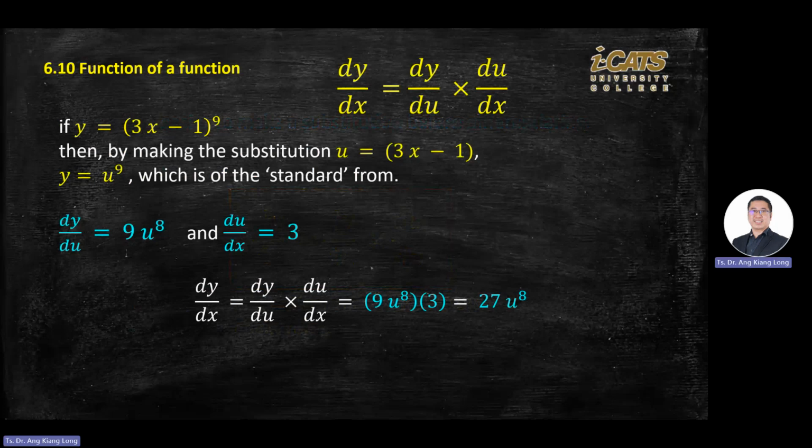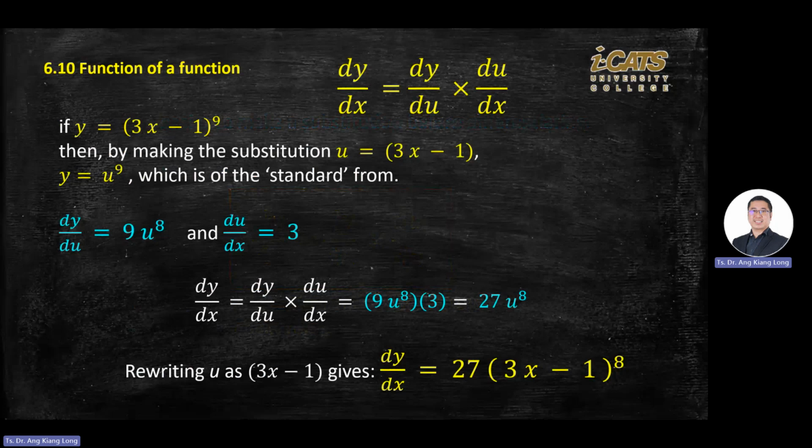After you get 27u power 8, remember to substitute back what is your u. Don't stop here. The final answer is just substituting back what your u is. This is the final answer. Okay. Again, when we use function of function, when you have a function multiplied many times, a big power, then you use dy dx equal to dy du, and then multiply with du dx.